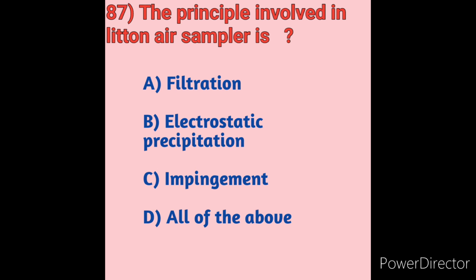What is the meaning of electrostatic precipitation? Electrostatic precipitation is also called ESP. It can remove particles from a gas stream by using electrical energy to charge particles either positively or negatively. The charged particles are then attracted to collector plates carrying the opposite charge. So here the principle involved in the Litton air sampler is electrostatic precipitation. Option B is the correct answer. Next we will move on to question number 88.